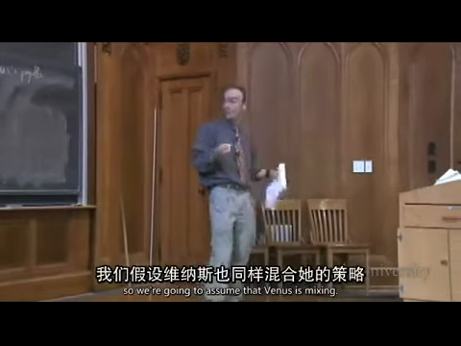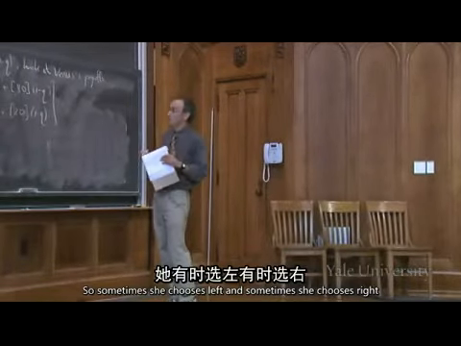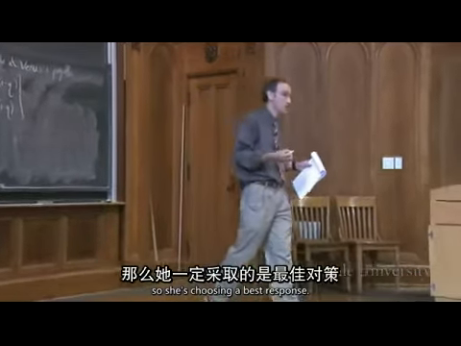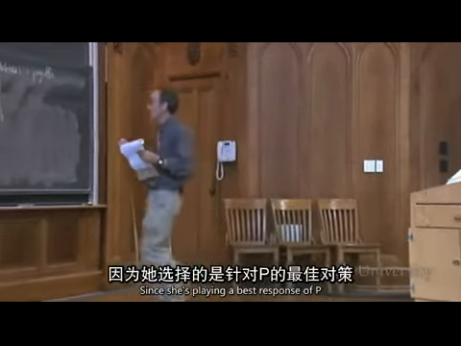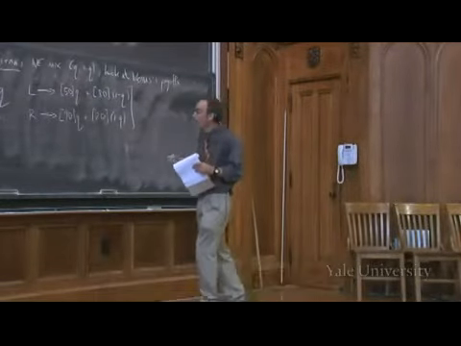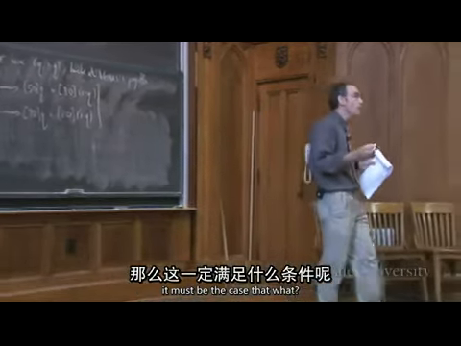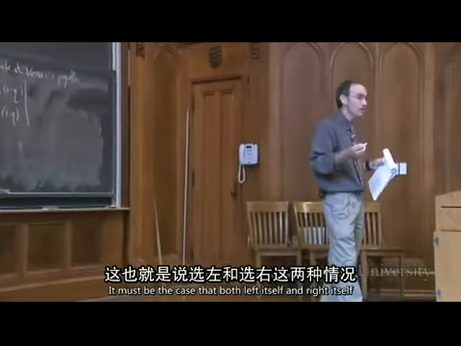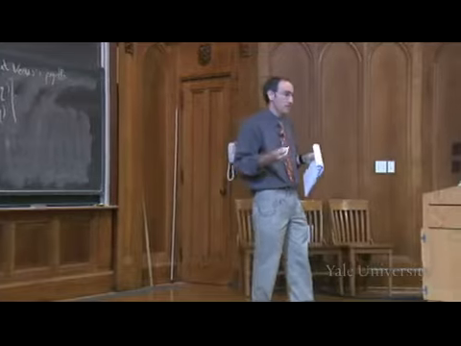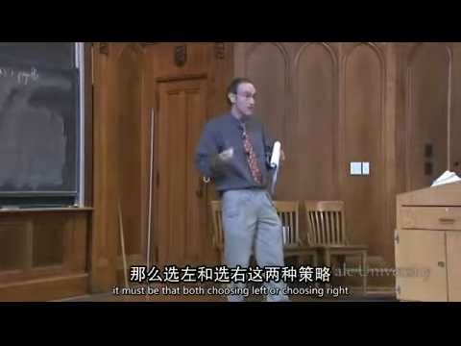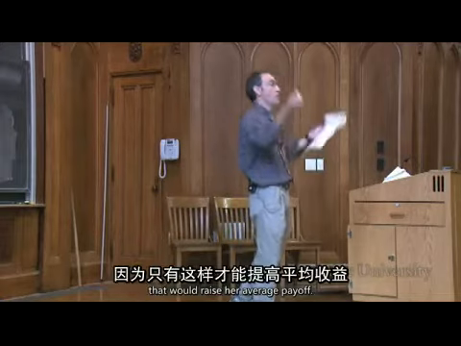Let's go through again, right? So we're going to assume that Venus is mixing. So sometimes she chooses left and sometimes she chooses right. And she's in a Nash equilibrium, so she's choosing a best response. So whatever that mix P, 1 minus P is, it's a best response. Right? Since she's playing a best response of P, and that sometimes involves choosing left and sometimes involves choosing right, it must be the case that both left itself and right itself are both themselves best responses. Right? If she's mixing between them, it must be that both choosing left or choosing right are themselves best responses. If they weren't, she should just drop them out of the mix. That would raise her average payoff.